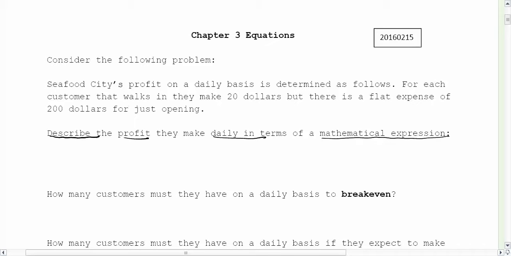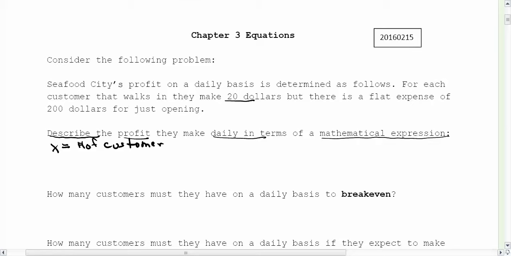So if we're going to convert this to an equation, the first thing we have to do is look at what it takes to determine the profit. Well, for each customer, they're going to make $20. So the first question is, we need to know how many customers are coming through the door, right? Since we don't know what that is, we need to assign a variable to that. So we're going to let x equal the number of customers, right? Anytime you don't know what a number is, you assign it a variable.